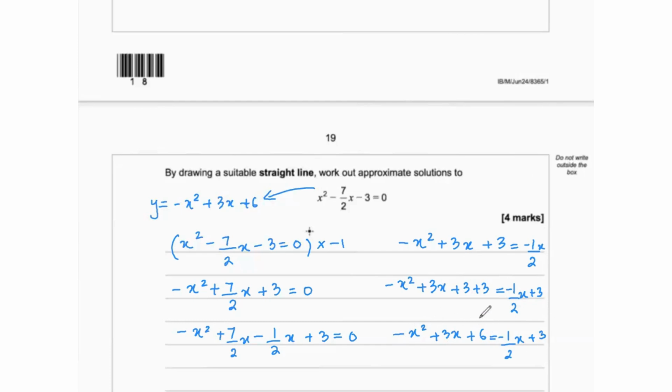So that means the curve, which is on the left-hand side, is intersecting with the line negative 1 over 2 x plus 3. So this is the line that we will sketch on the curve to find suitable solutions for the intersection.